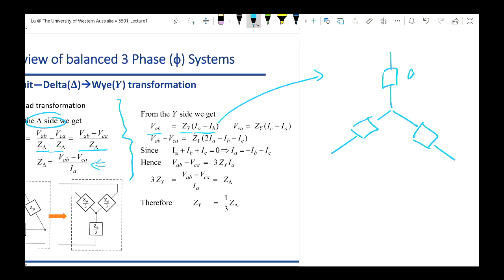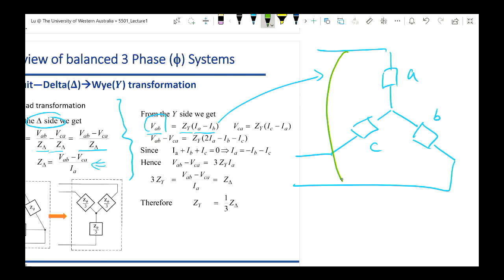This is the phase A, phase B, and phase C. So we have the connections. And in this case here, I want to evaluate what's the VAB. VAB is the voltage difference across A and B. So here, VAB is the voltage across these 2 points. Okay, VAB. How to evaluate VAB?